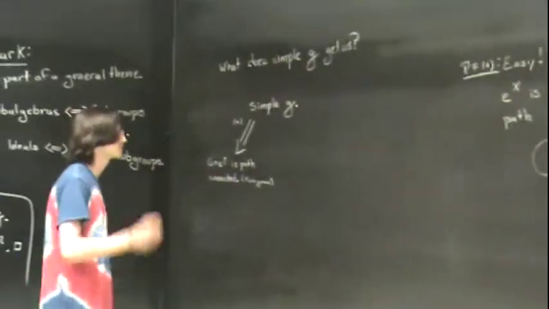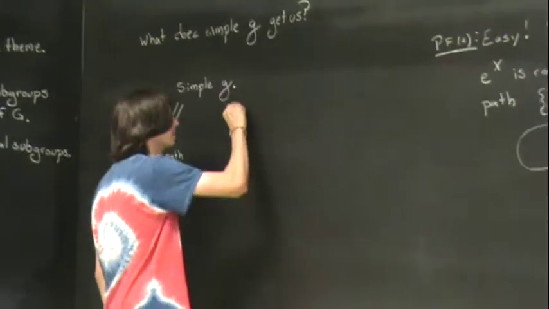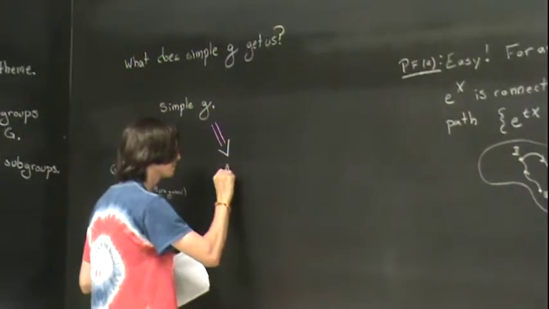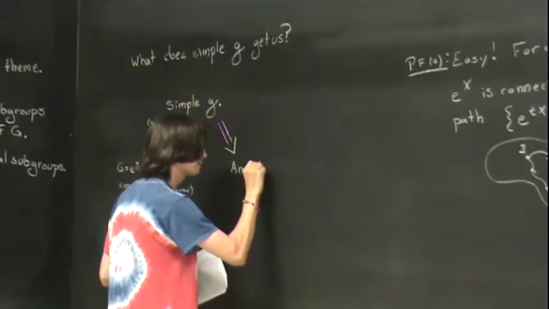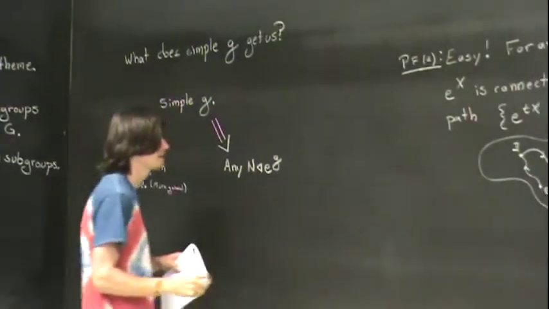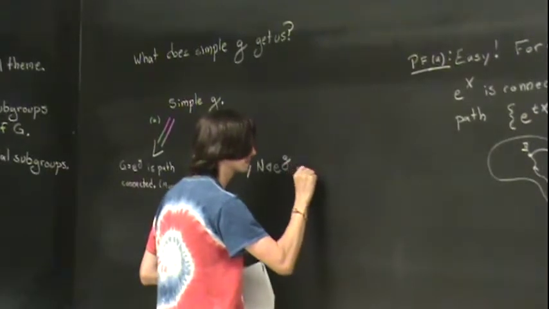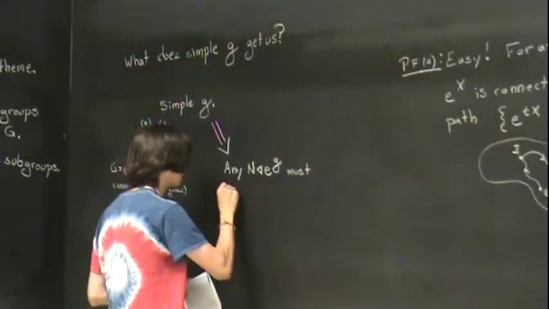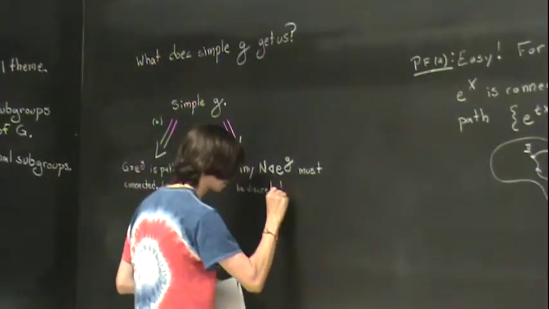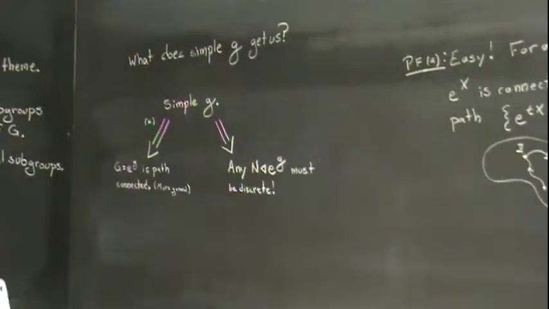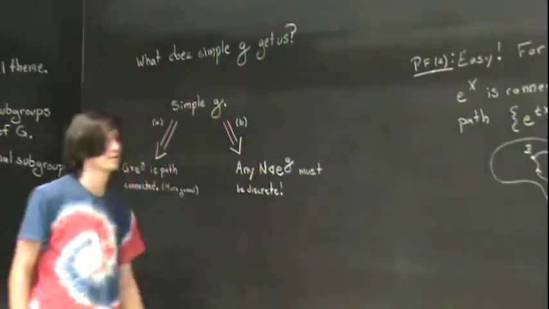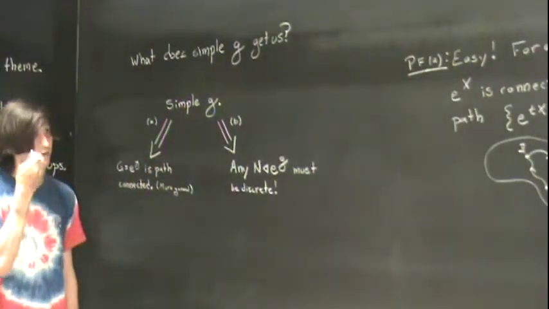What else do we get? Well, this one's actually the cool one. It is that any normal subgroup that I can find of the group generated by this simple Lie algebra must be discrete. We'll call this statement B. And let's go ahead and prove statement B.